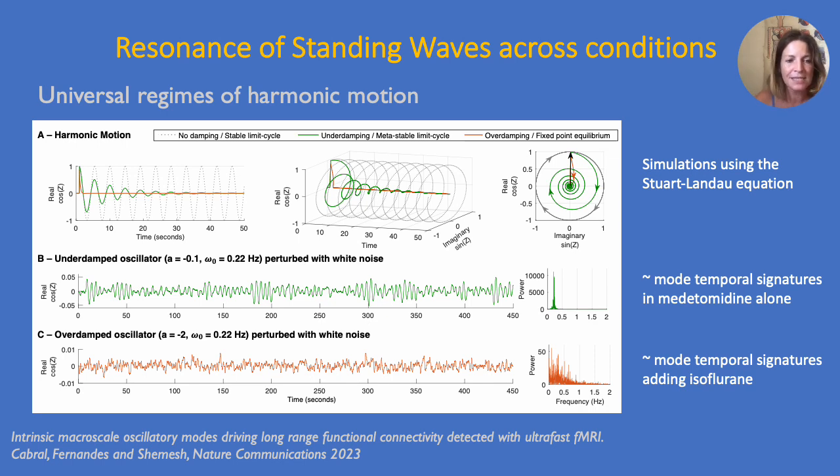This reminds us of the regimes of harmonic motion. There are equations that describe the different types of response that a system with standing waves can exhibit. In theory, you could have a system that oscillates forever between positive and negative values with constant amplitude, which is said to be in a limit cycle. And here it's represented in gray.